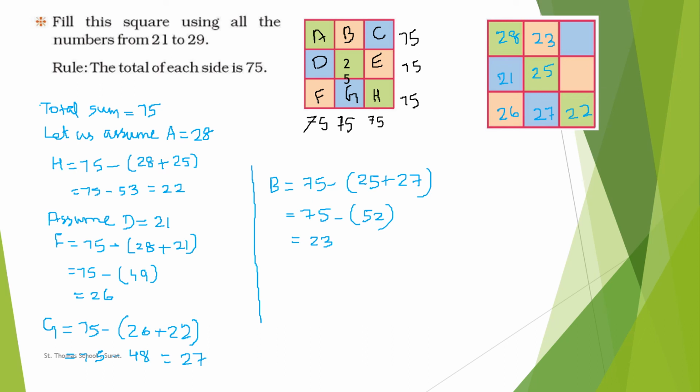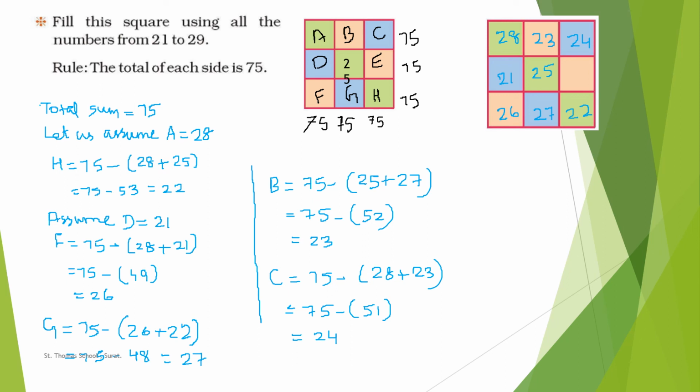Then you can find out your alphabet C. So what is C? If you total A plus B and then deduct it from 75, you would get your C. So 75 minus the total of A plus B, that is A is 28 and B is 23. So 28 plus 23 gives you 51. When you deduct it, you get 24. Clear? So you have to write over here in the box as 24.